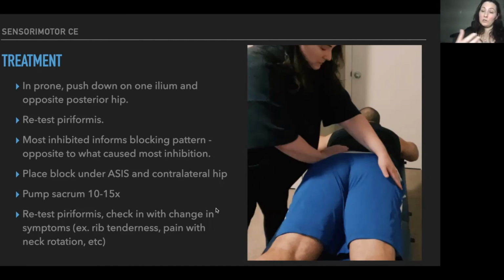And then what you want to do is check if anything's changed. So you can check in with the symptoms. If the rib was really tender, you can palpate the rib again and see if tenderness has gone down. You can check with neck rotation because that was one of the symptoms. Did it get better? Did it get less painful? Or you can just retest piriformis again. You can apply that pressure on contralateral sides, retest piriformis, and it should be strong, to let you know that the change has occurred related to the capsular sensory receptors or mechanoreceptors.